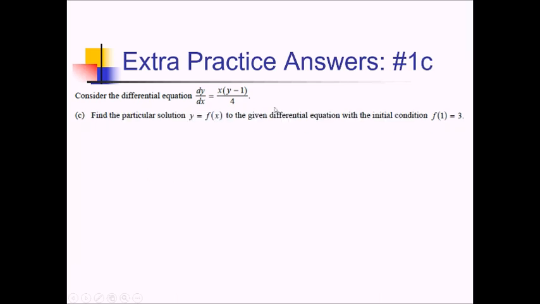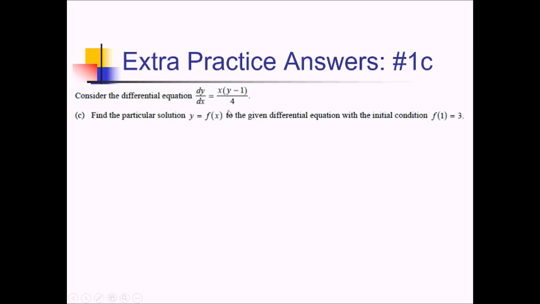For this last part of the problem, they want us to find the particular solution to this differential equation, given that initial condition of f of 1 equals 3. So one thing I notice here in trying to solve this is that I have an output variable, y, in the differential equation. That means I'm going to have to separate my variables, basically get the y with the dy and the x with the dx before I can take the antiderivatives.